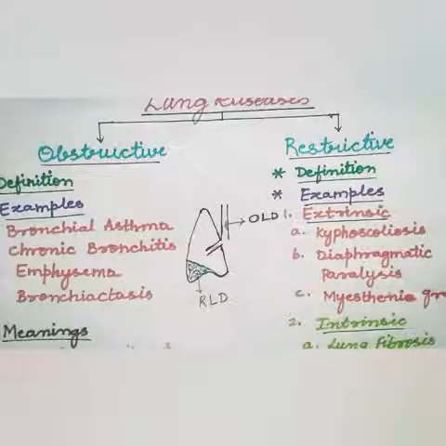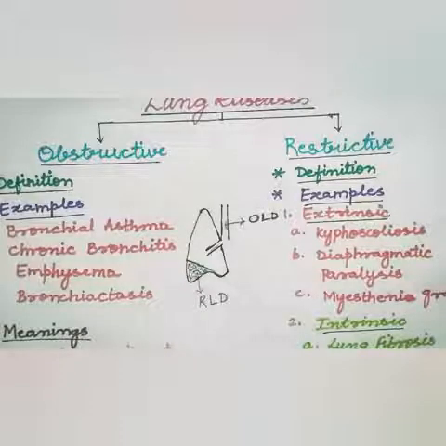Further, moving on to the fourth point, which is the pulmonary function. In obstructive lung disease, there is decreased airflow, and in restrictive lung disease, there is decreased lung volume and capacity due to decreased lung compliance. Okay, so these are the 4 points which will help us to further understand the concepts better.